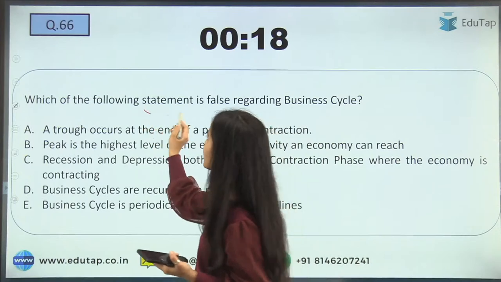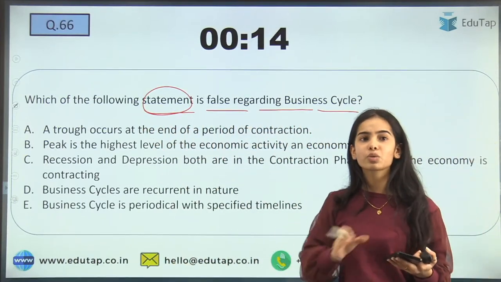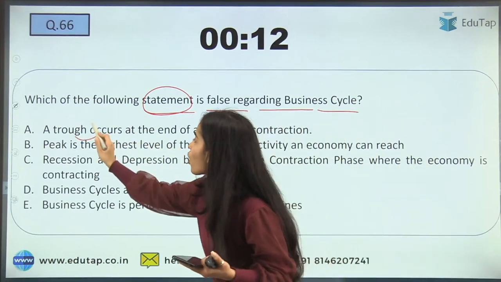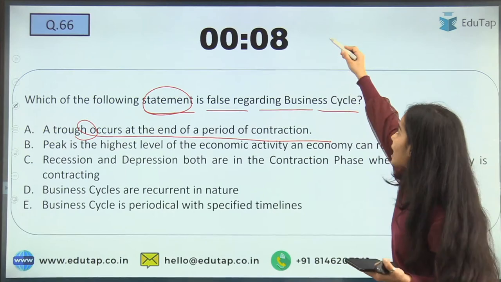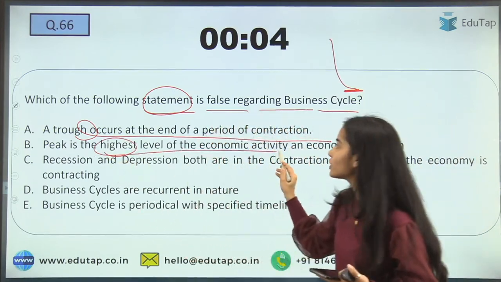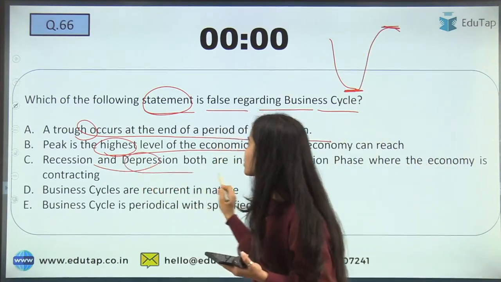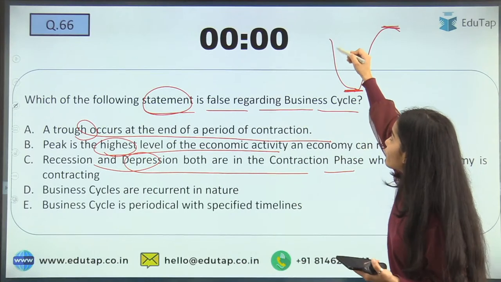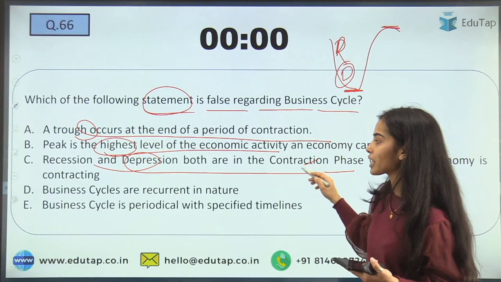Next is, which of the following statement is false regarding business cycle? So try to give the right answer of this one. Very easy. That trough occurs at the end of a period of contraction. So that is true. That when the contraction is completed at the bottom, trough is there. Peak is the highest level of the economic activity. That is true. Peak is the highest. Recession and depression both are in the contraction. So first recession comes and then depression comes. So both comes in the contraction phase.